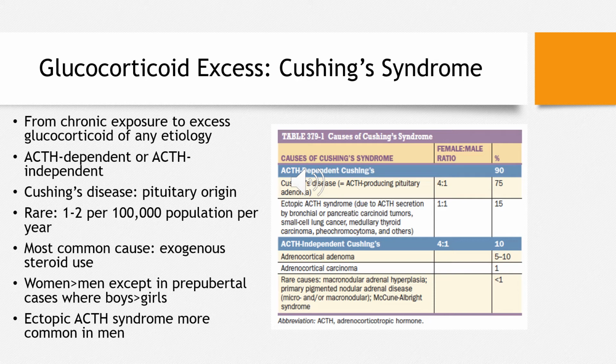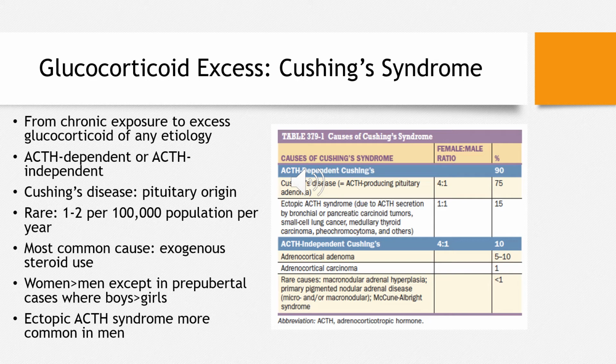The incidence of Cushing syndrome is about 1 to 2 per 100,000 population per year. The most common cause of Cushing syndrome is actually exogenous steroid use. There are several causes of Cushing syndrome, depending on the classification and excluding exogenous steroid use. The most common cause is Cushing's disease, pituitary origin.